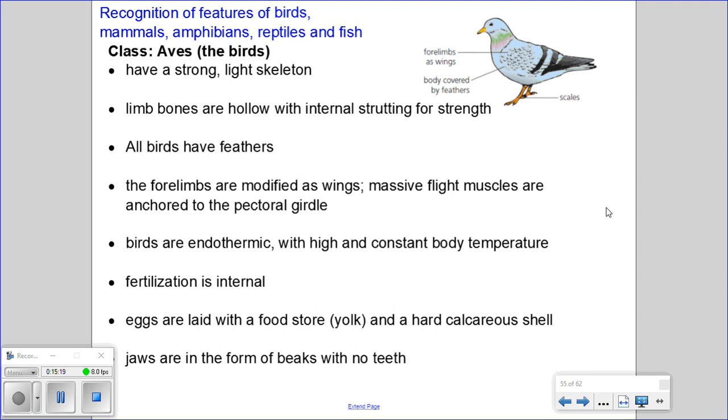They have massive flight muscles, which are anchored to the pectoral girdle. Birds are endothermic with high and constant body temperature. Fertilization is internal, and eggs are laid with a food store, which is that yolk, and a hard calcareous shell. Jaws are in the form of beaks with no teeth.